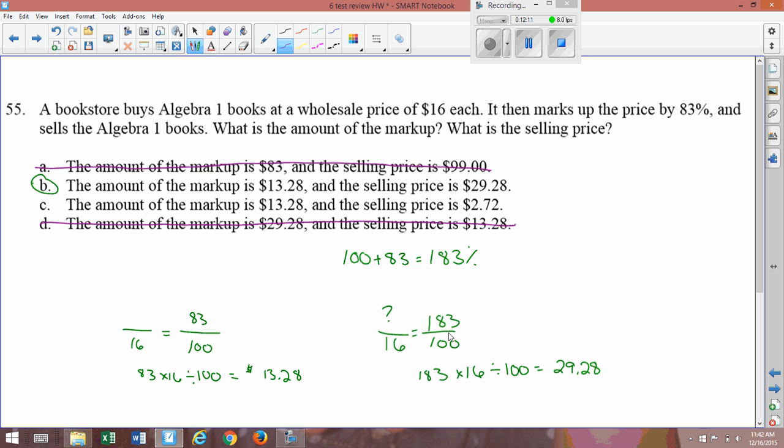I took and made it 183% because we're keeping all of the 16. Crisscross divide, you get $29.28. The other way to do it is just add this $13.28 onto your 16. So if you did $13.28 onto 16, you get $29.28. Either way works.